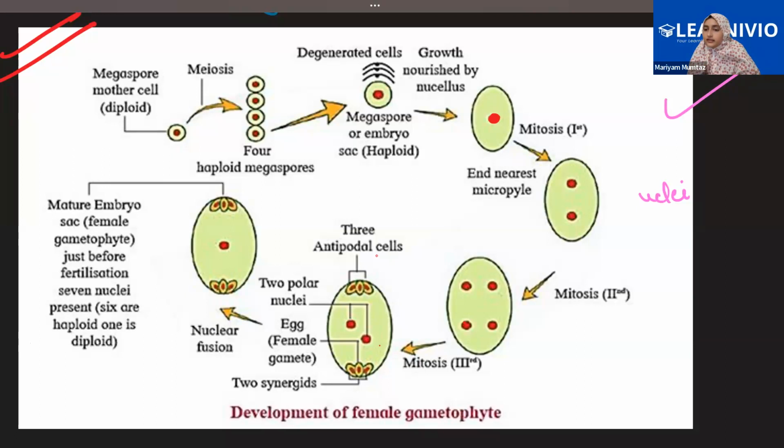What do you call the embryo sac? For example, if someone comes around and asks you what an embryo sac is, your answer should be: it is the female gametophyte of the plant.